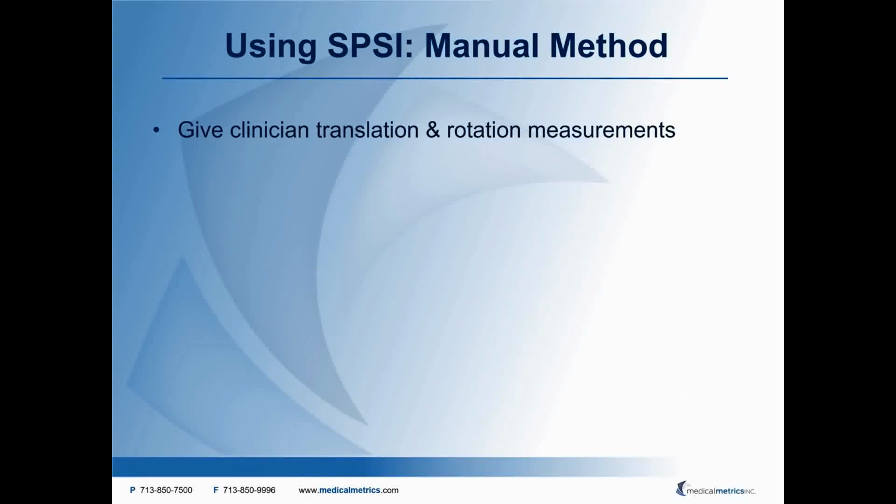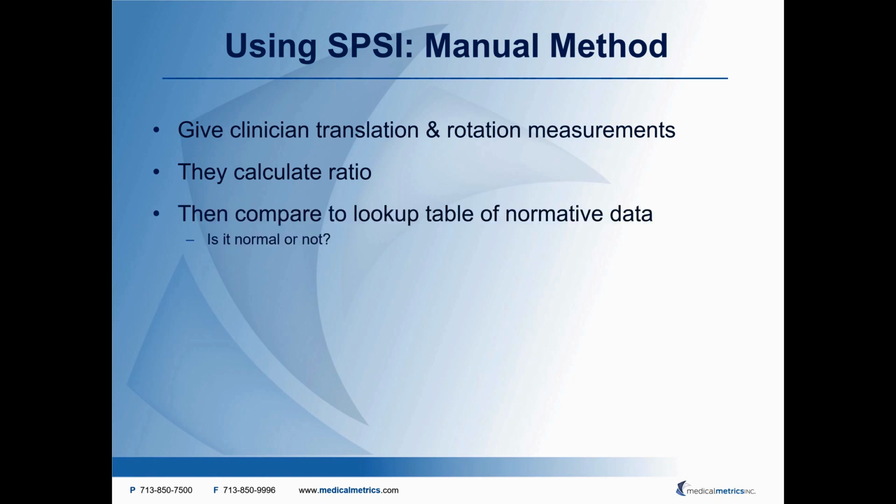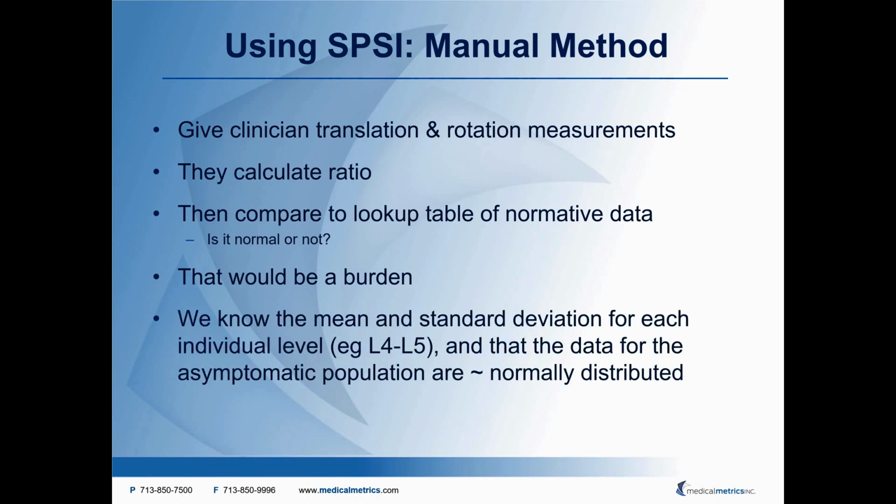We can provide a clinician with raw measurements of intervertebral translation and rotation. They could then use those measurements to calculate the ratio of translation per degree of rotation, and then compare that number to a table of data for asymptomatic, healthy spines. That would be a burden for clinicians. We take advantage of knowing the mean and standard deviations for the healthy spines, and that the data are normally distributed.